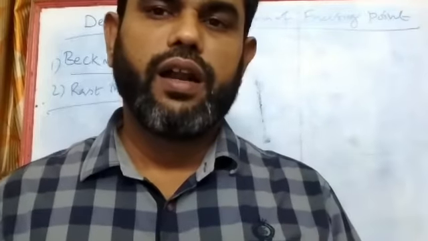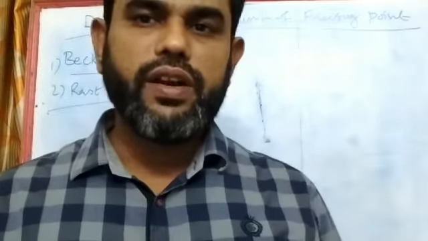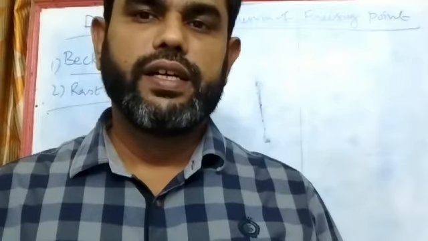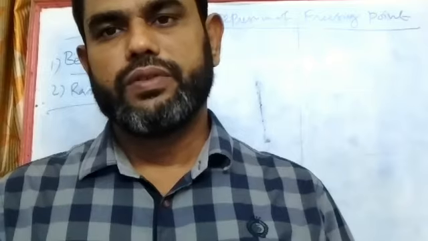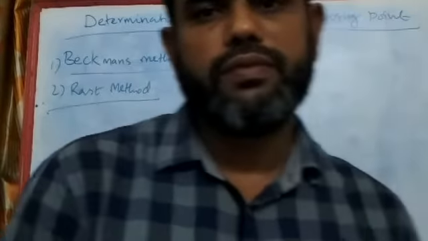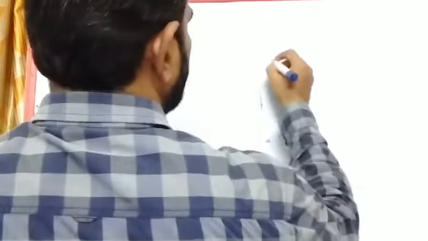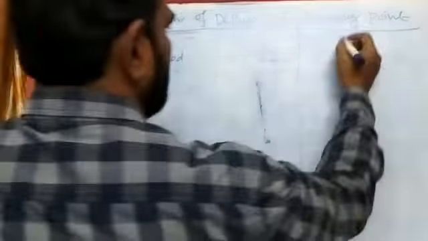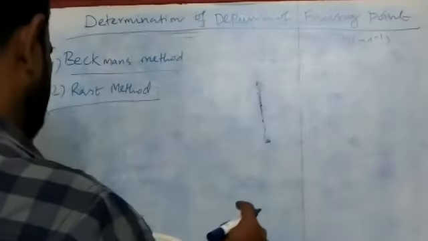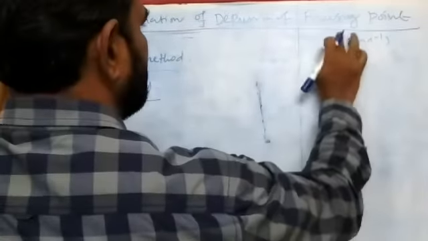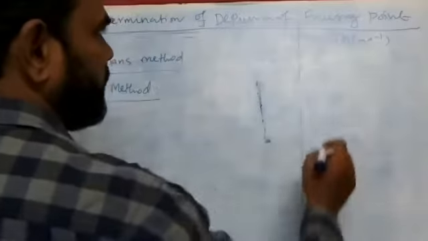Normally different solvents will have different cryoscopic constants, so you should know some values of the cryoscopic constant for some solvents. Water will have a Kf value of around 1.85 Kelvin kilograms per mole.